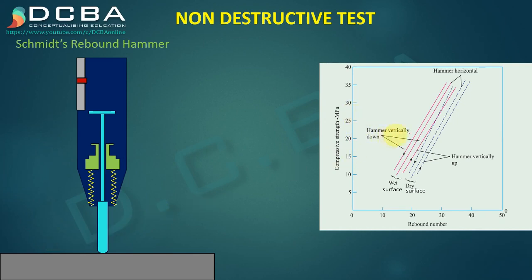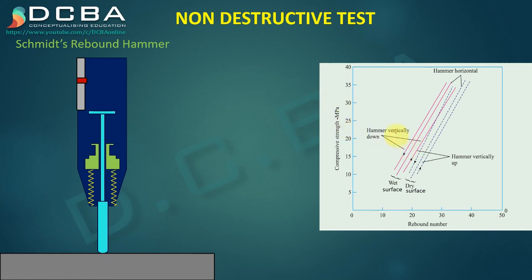Along with that, it has also given 2 types of surfaces: wet surface and dry surface. So wet surface and dry surface is basically the type of surface on which we are testing our concrete, whether it is a dry surface completely or whether it is a wet surface, and that will also affect your rebound number.